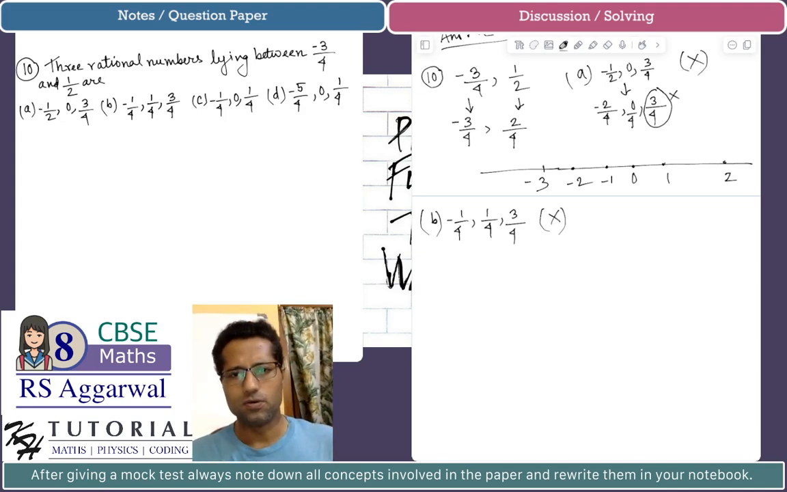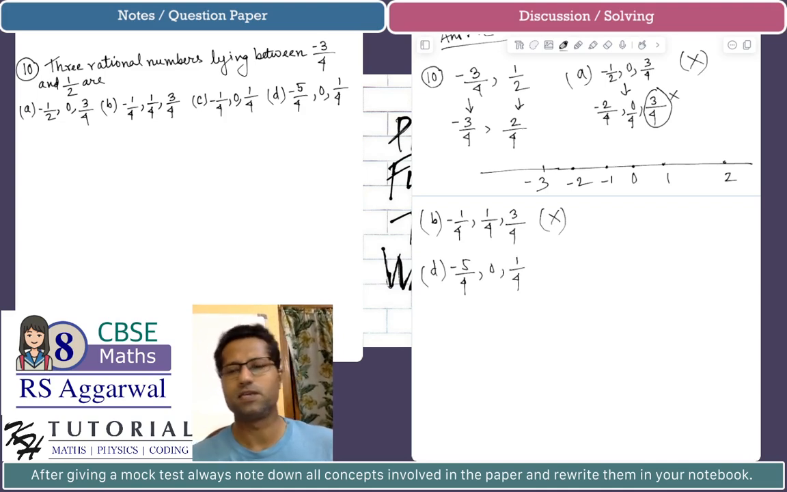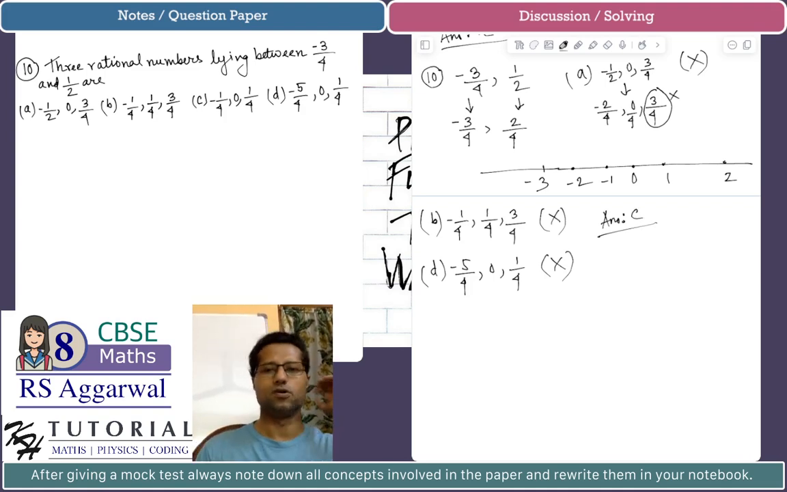Now we can also eliminate D right away, because in minus 5 by 4 the numerator is minus 5, and minus 5 is less than minus 3. So this is also not correct. So clearly the only choice left is C. So this has to be the correct choice. Okay.